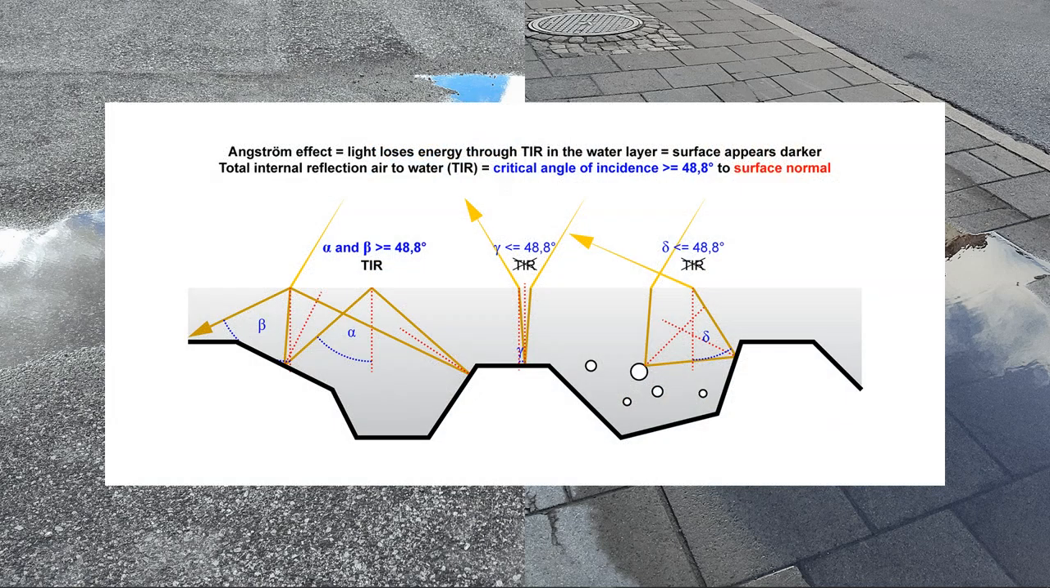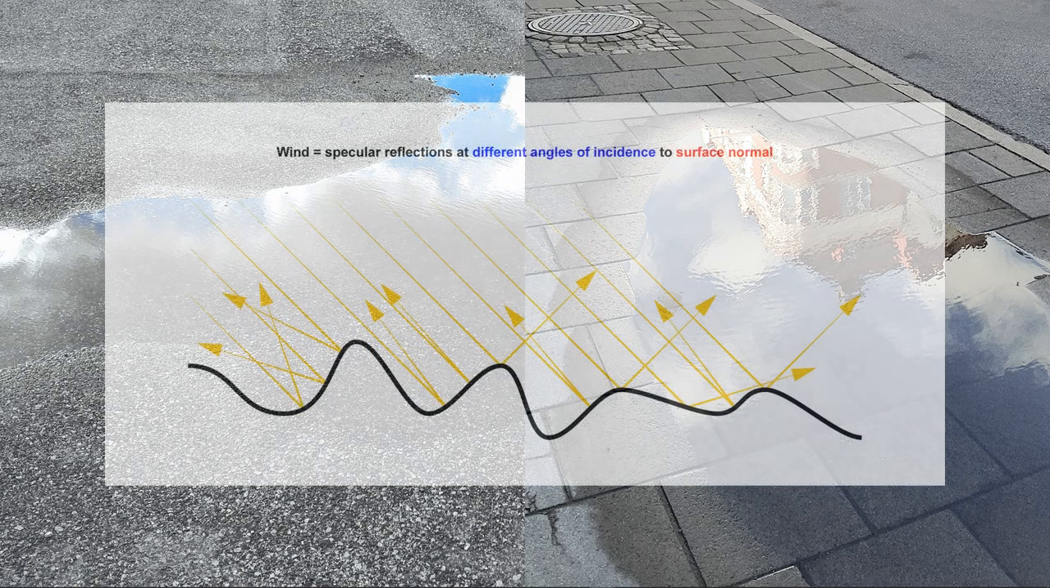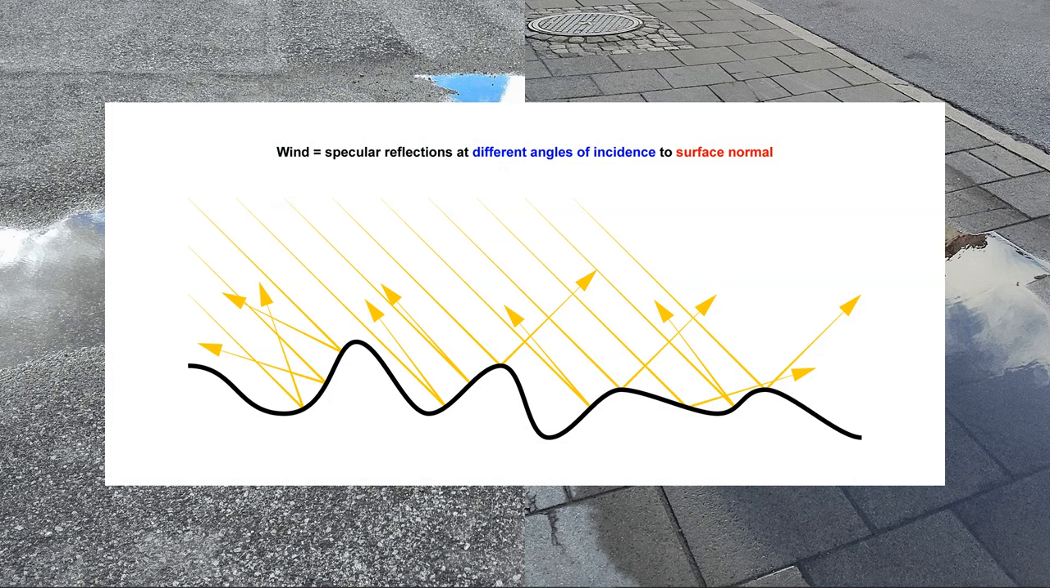Then we have surfaces that are covered with only a thin film of water, which makes them look darker. This is due to the Angstrom effect, where the light is trapped in the water layer by total internal reflection and eventually absorbed by the surface below. Finally, we should consider that puddles aren't always perfect mirrors, because even a small movement of air disturbs the surface.